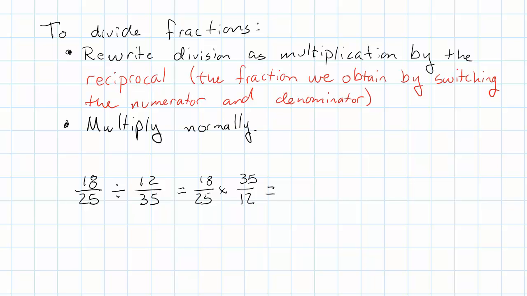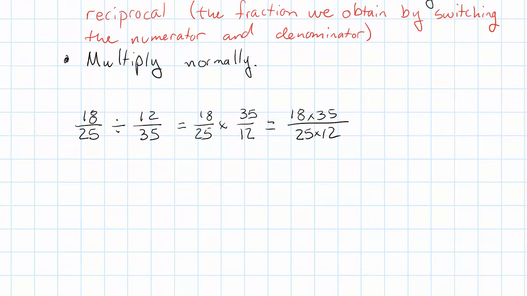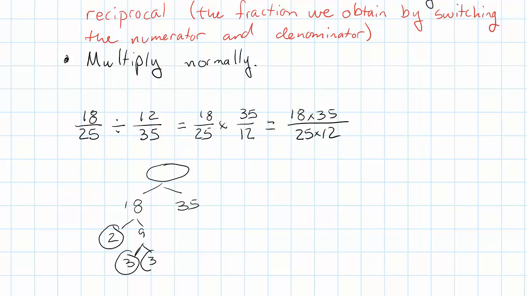So, my numerator will be 18 times 35. My denominator will be 25 times 12. Now, even though I haven't been told to simplify, I'd just as soon not have to find out what 18 times 35 is. So I'm going to go ahead and factor these. My numerator is 18 times 35. 18 is 2 times 9. 9 is 3 times 3. And 35 is 5 times 7.